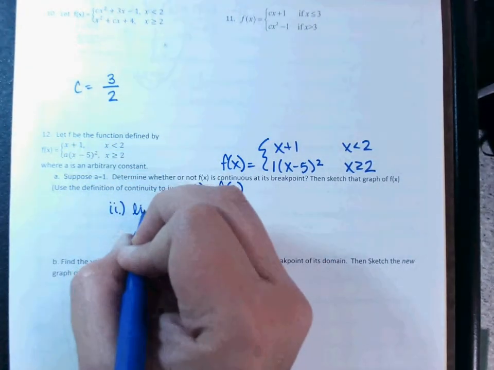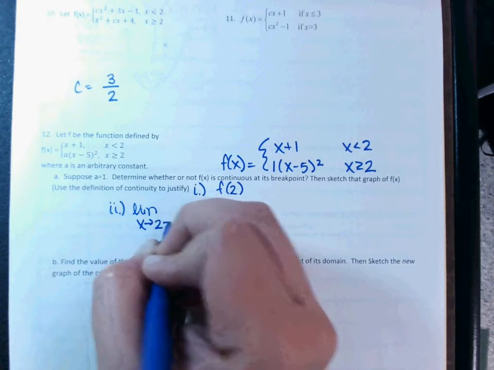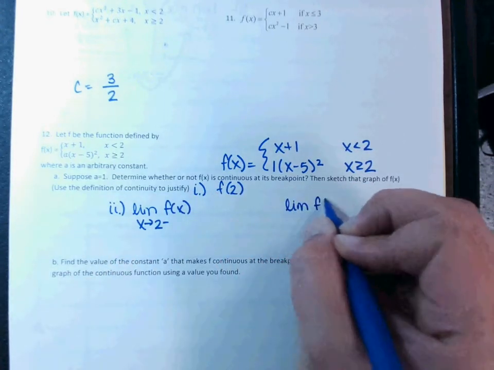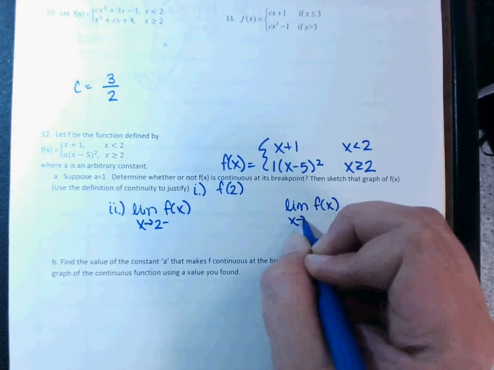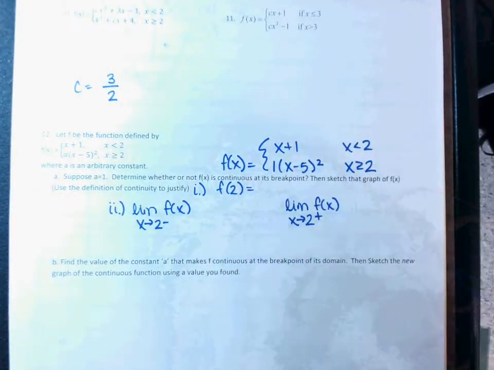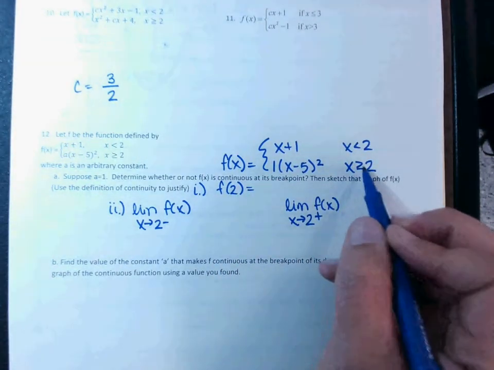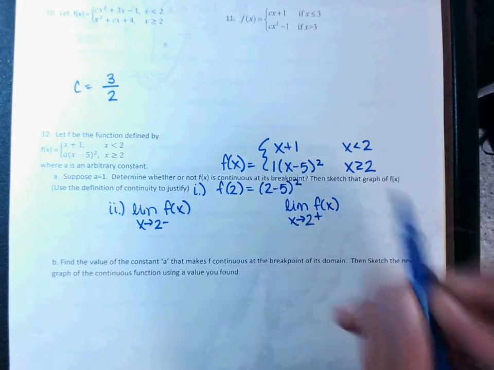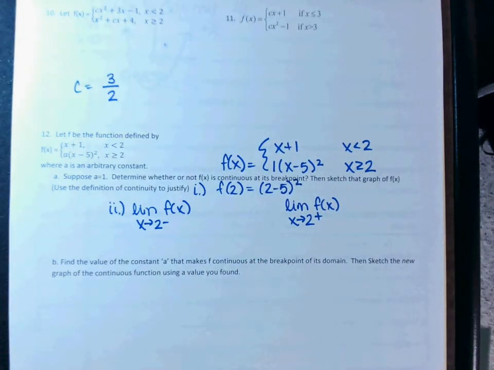Okay, the limit from the left and the limit from the right. And then if step 1 and step 2 go well, in step 3 you'll check to see if they are equal to each other. So f of 2, where are we plugging into, top or bottom? How do we know? Equal to, so I'm doing 2 minus 5 and then squared. We're kind of ignoring the one in the front because it's not important.